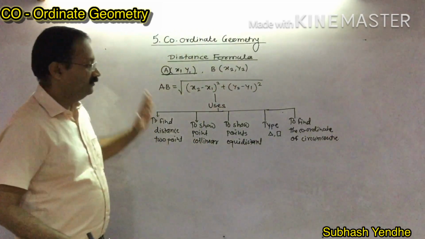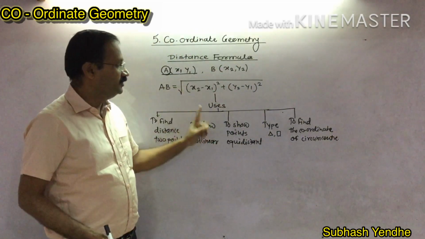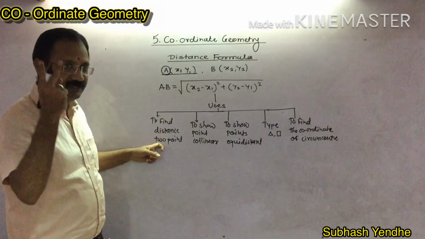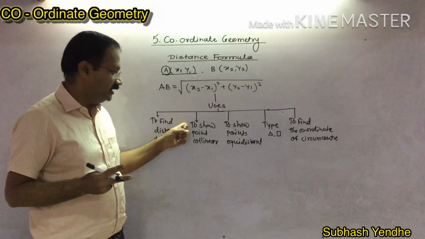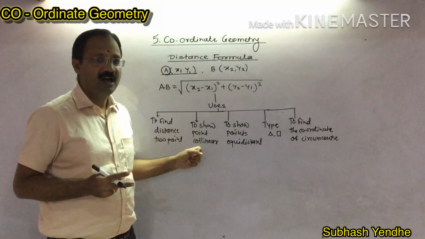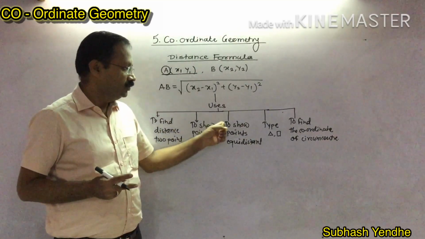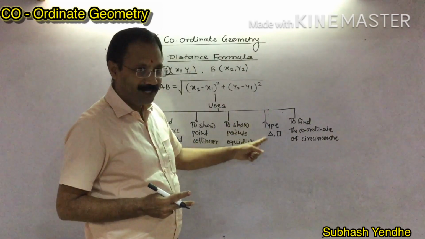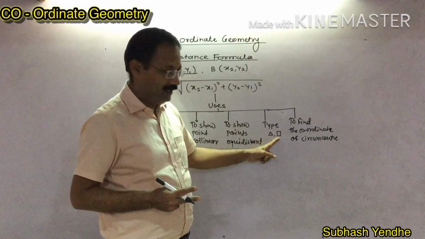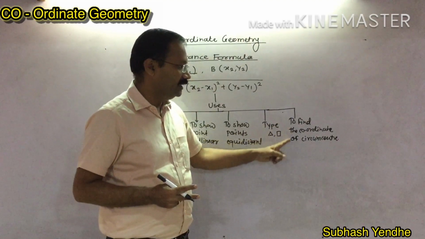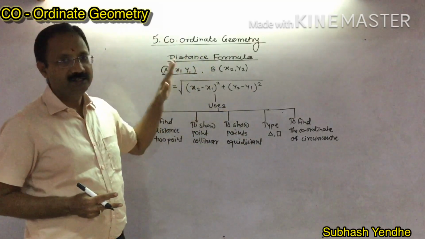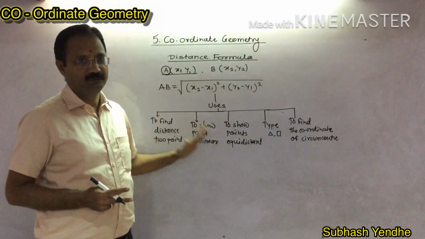These are the 5 uses of this formula. The first one, to find the distance between 2 points. Second, to show the points are collinear. To show the points are equidistant. Type of triangle and quadrilateral. To find the coordinate of the circumcenter, this formula is very useful.